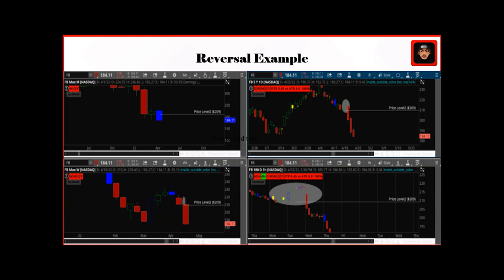So we're going to blow through bottoms just because bears are in control and they want price to go lower. So we're going to tend to break through bottoms of broadening formations. And that's how it works.